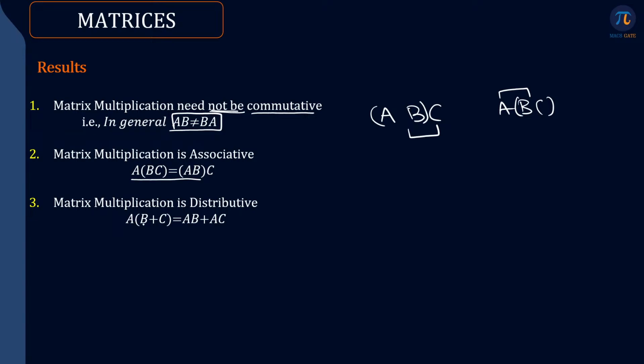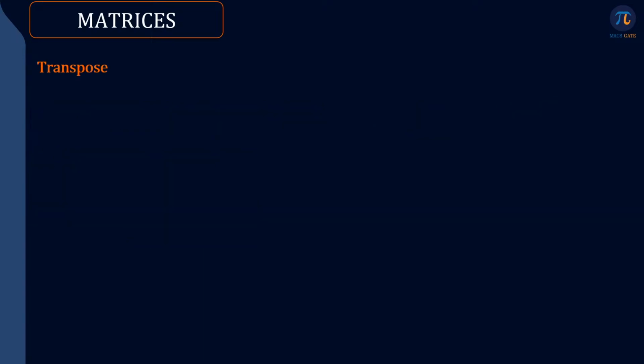Then we have the distributive property. See here, you can multiply A with B and you can multiply A with C. So, you can distribute the multiplication over addition. So, these are some properties. Sometimes they can ask you in your examination.